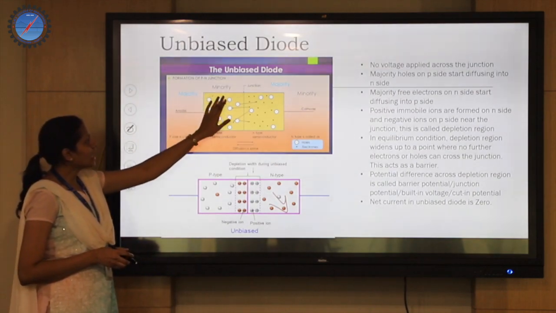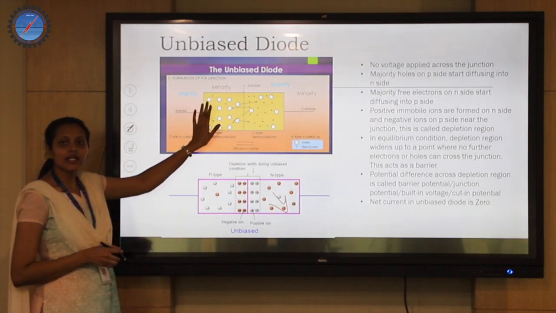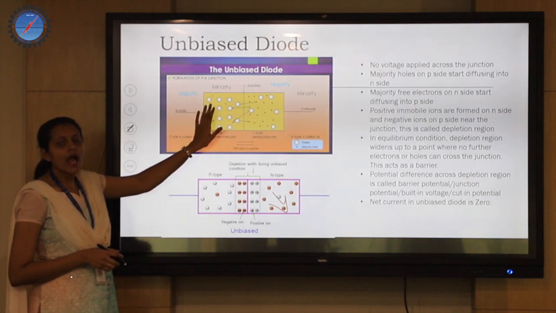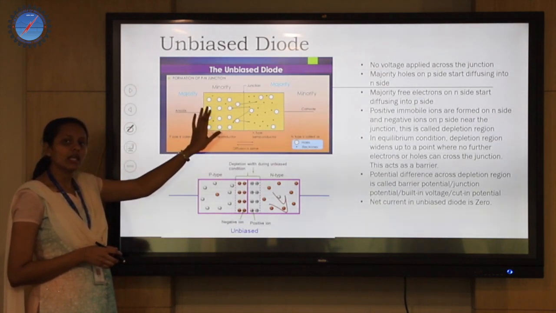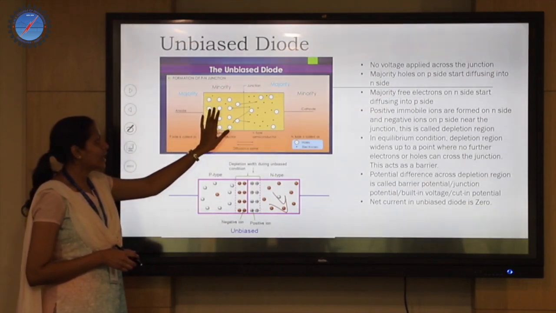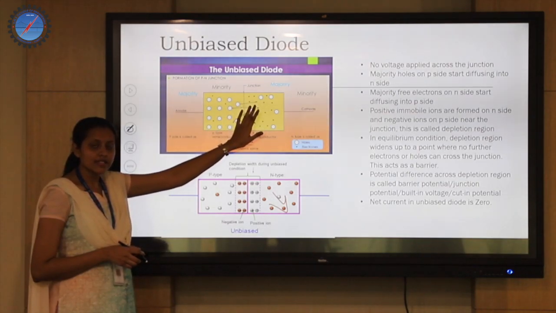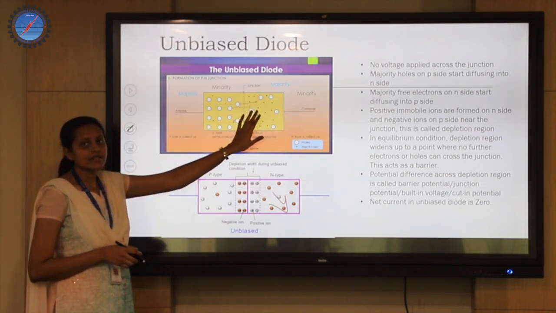We all know in the P type, the majority charge carriers are holes, which are positive charge carriers, and minority charge carriers are electrons. Whereas on the N side, majority charge carriers are electrons and minority charge carriers are holes.